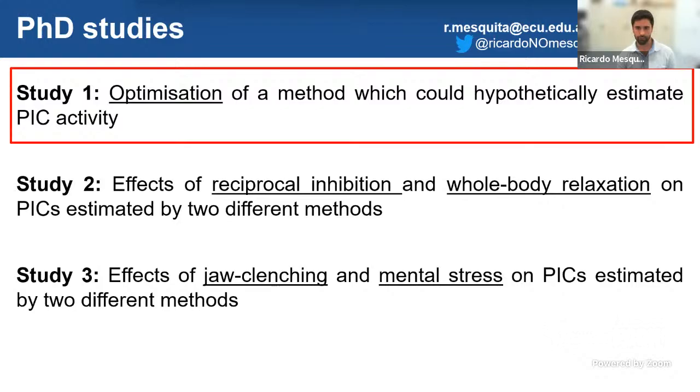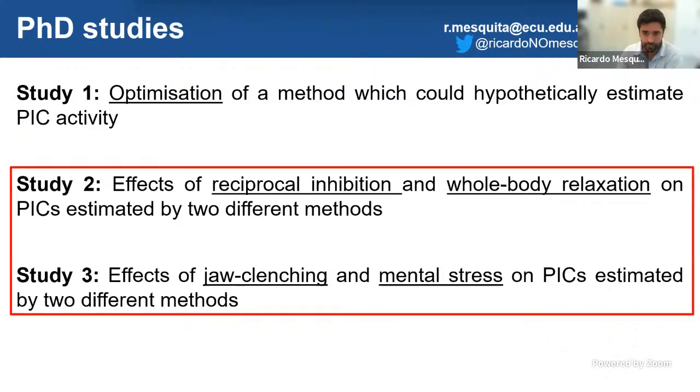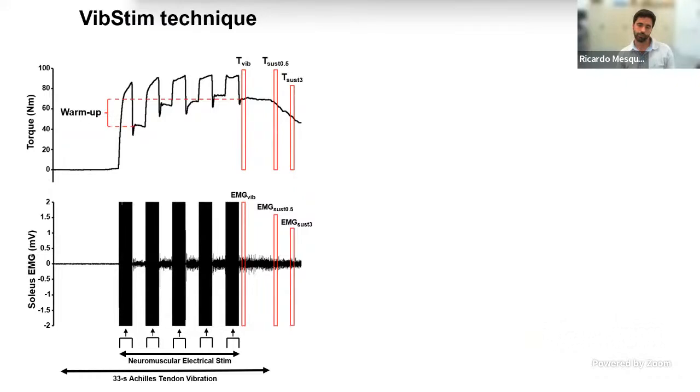So now that we have found what were the best electrical parameters of this technique, which could hypothetically estimate peaks, our next step was to compare this alternative hypothetical way of estimating peaks with a more established method. And we did that by using these two methods during interventions that could decrease in study 2 or increase in study 3 persistent inward currents.